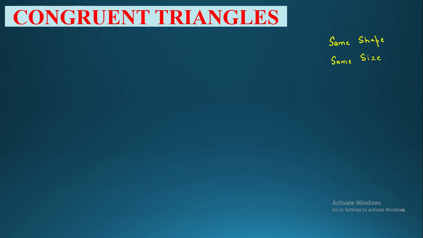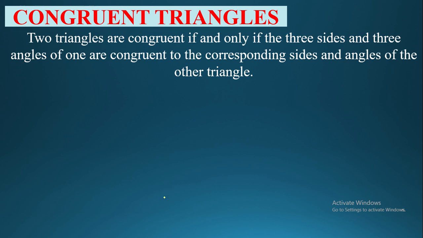In our previous tutorials, we read that there are different types of triangles. Now, the question here is, when can we say that two triangles are congruent? For that, we have this condition. Two triangles are congruent if and only if three sides and three angles of one triangle are congruent to the corresponding sides and angles of another triangle. That means three sides of one triangle should be equal to the three sides of another triangle, as well as three angles of one triangle should be equal to three angles of another triangle.